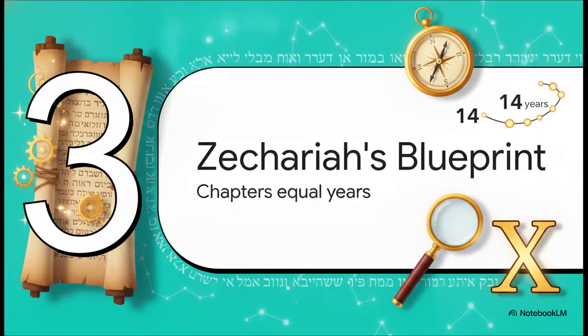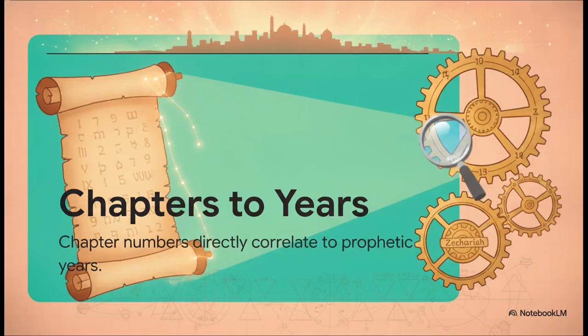All right, step 3, Zechariah's biblical blueprint. Chapters equal years. Okay, so we have our 14 years, but how does the source actually prove this sequence is correct? Well, enter the primary multiplier. To validate this timeline, Dubé uses a really unique methodology he calls chapters to years. It's a prophetic interpretation method where the actual chapter number of a biblical book directly correlates to a specific prophetic year.